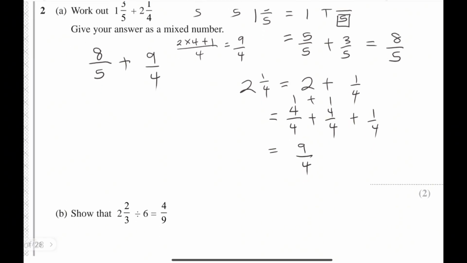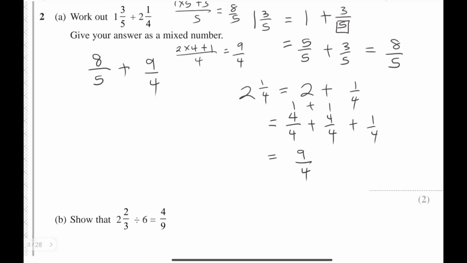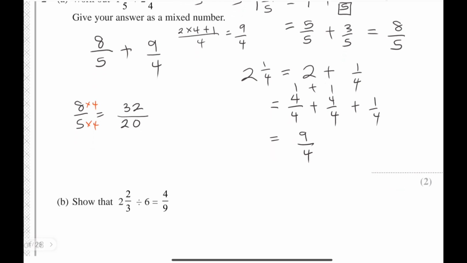So now how do we add these two together? What is the least common multiple between 5 and 4? Looking at the 5 times table and 4 times table, the smallest number they have in common is 20. So that means 8/5 is going to be something over 20. And that means we multiply 4 times 8 to get 32, and 5 times 4 makes 20. So we multiply both of them by 4. The same way, 9/4 is going to be something over 20.